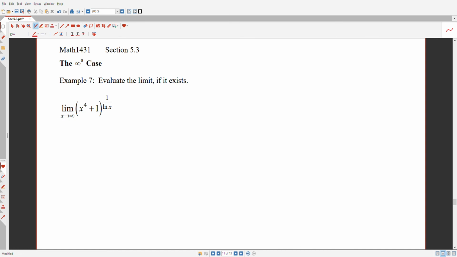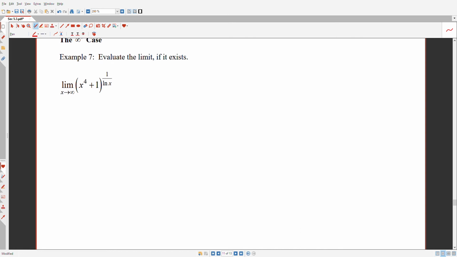So example 7 says, evaluate this limit if it exists. Okay, so let's see. If we plug in, again in quotes, x equals infinity, then this becomes infinity to the fourth plus 1, that's infinity, and that's the natural log of infinity.